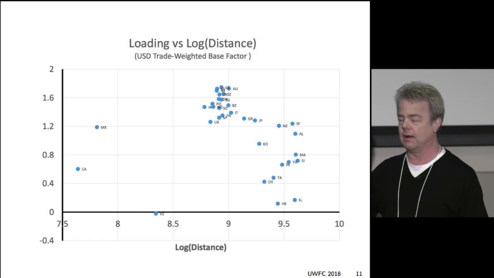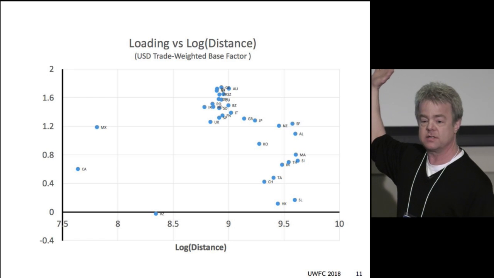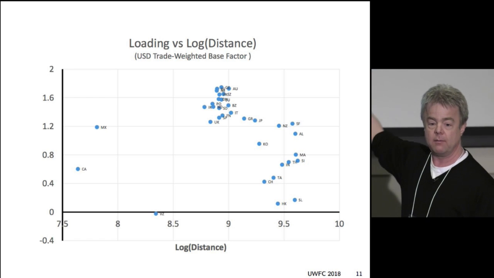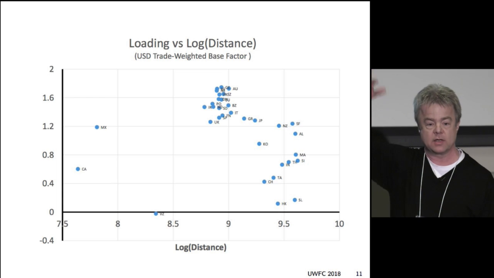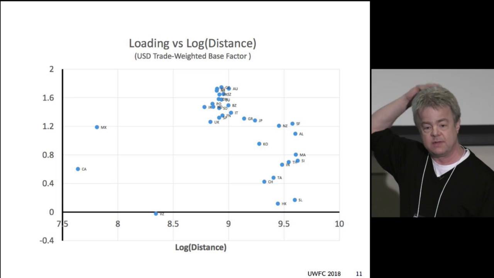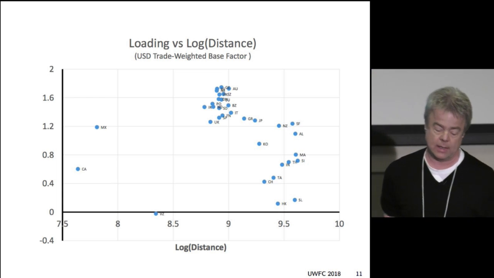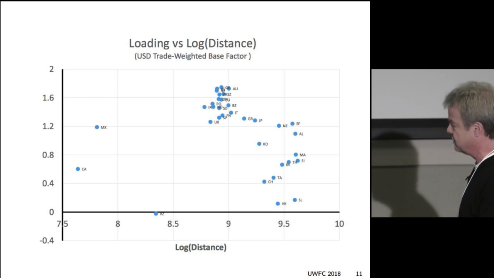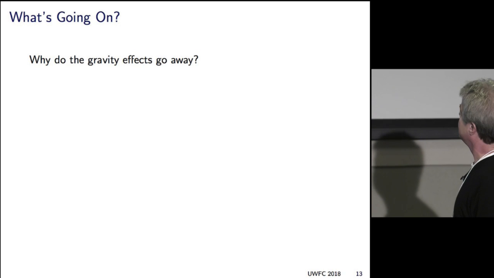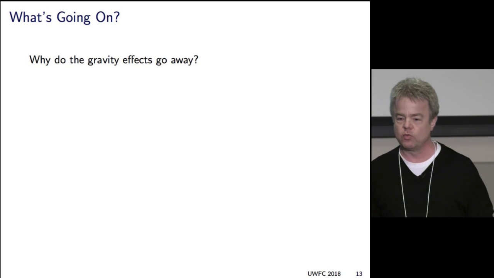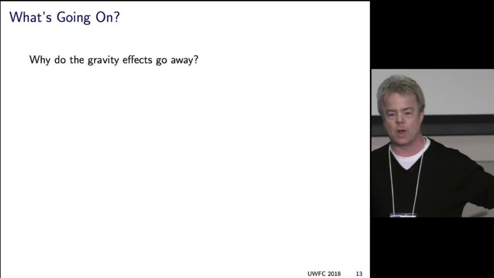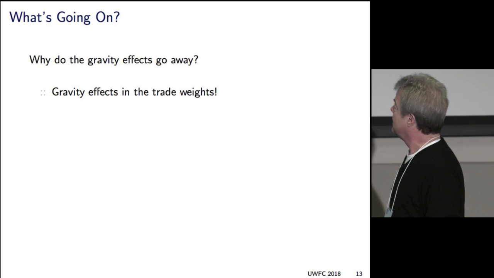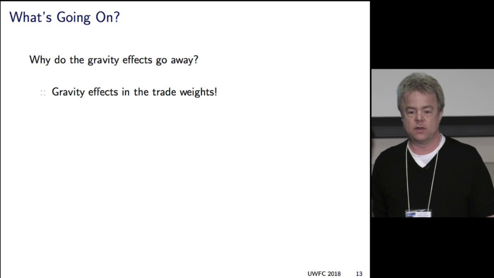You get their gravity effect, where this relationship is positive: more distant countries have higher loadings. And when you look at the trade-weighted definition of common variation, you get a negative relationship. So that's interesting. Why is that? Why do what they're calling gravity effects go away? Well, it's because there are gravity effects in the trade weights.